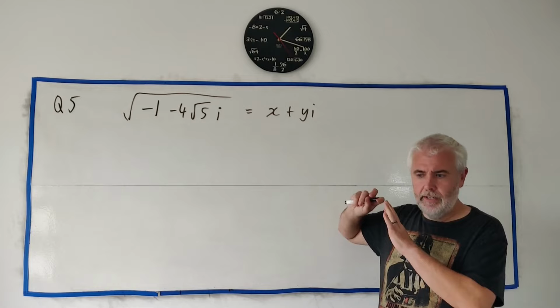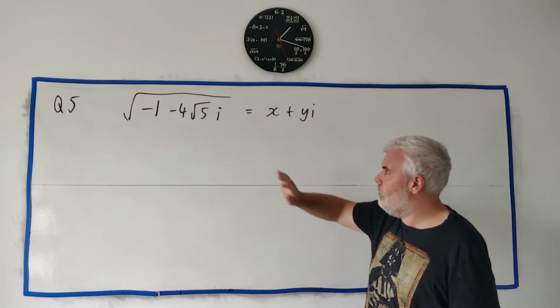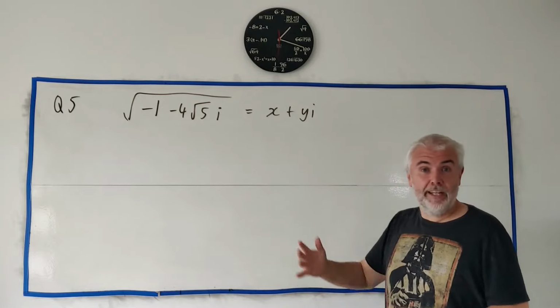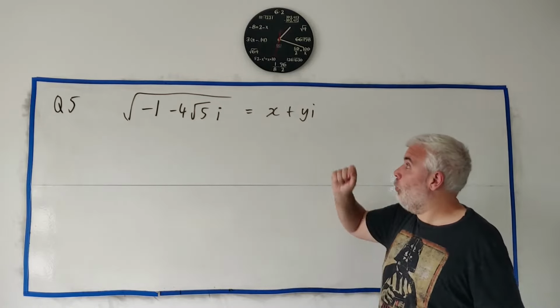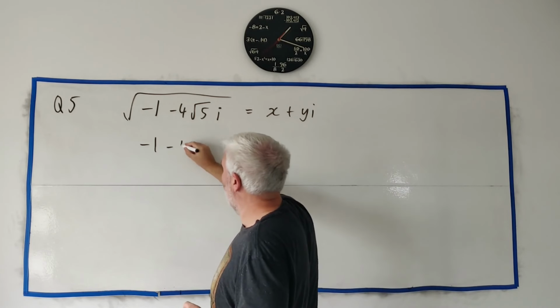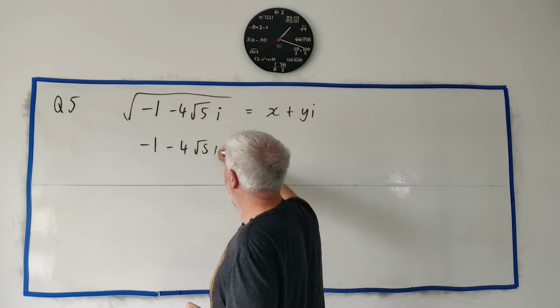Okay, so it's not an uncommon question: the square root of a complex number. There's always been two ways to do it, and this is one of the ways. Let's jump right into it. How do we do it? We just square both sides. That'll get rid of this big square root first. On the left we have -1 minus 4 times square root of 5 i.